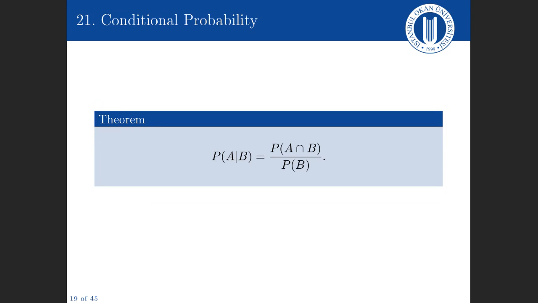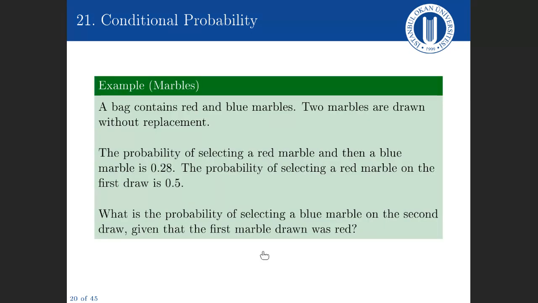We have a nice formula to calculate conditional probability. The probability of A given B is equal to the probability of A intersection B divided by the probability of B. That's the probability that both A and B occur divided by the probability that B occurs. We can use this formula to solve problems like this.